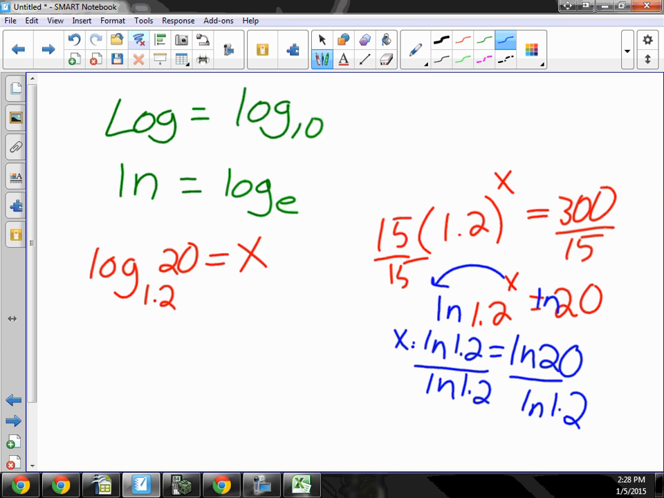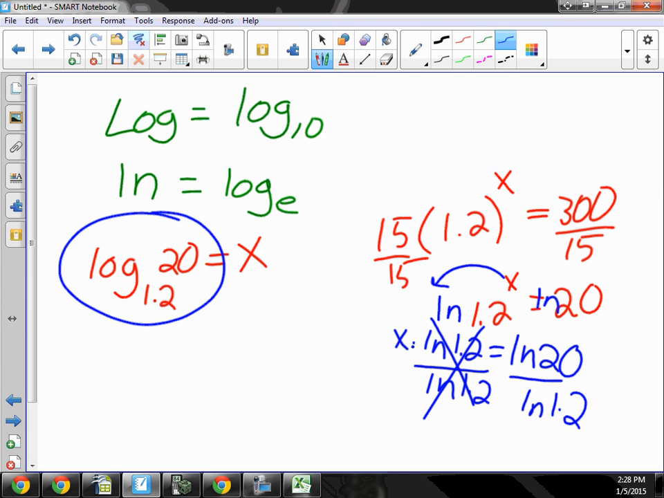So I natural log both sides. That allows me to drop the x. That's called the power rule. If you have a number in front of a log, you can turn it into an exponent. If you have an exponent, you can drop it down. Okay? So now it's just x times ln. So I just divide the ln off, and that goes away. And here, I don't have this button on my calculator. I don't have log base 1.2.